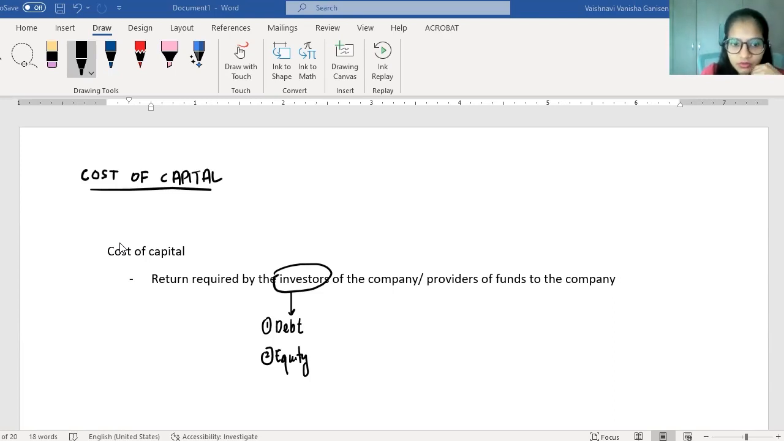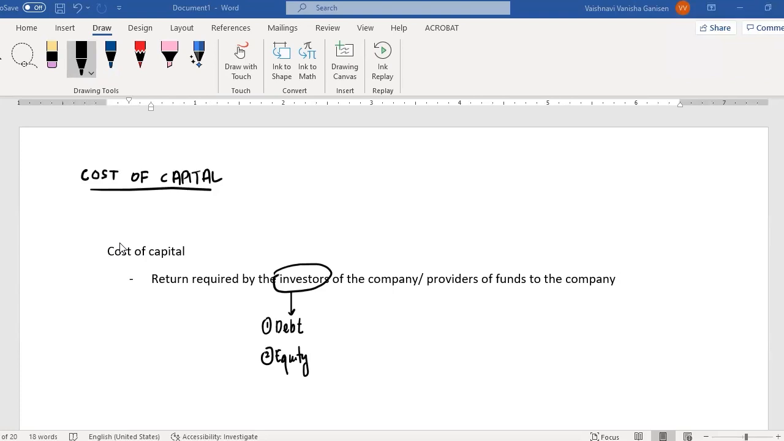Therefore, you can also call it the minimum return that the company needs to make from their investments so that the investors are able to earn this return.